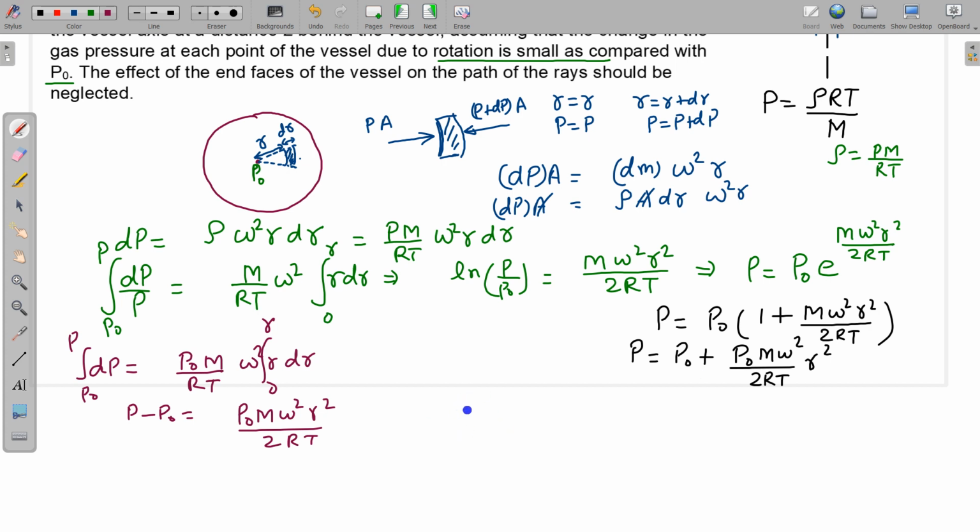So till now we are successful in finding pressure as a function of distance. P is equal to P naught plus P naught M omega square by 2RT into r square. So P is a parabolic function of r square, a quadratic function of r.